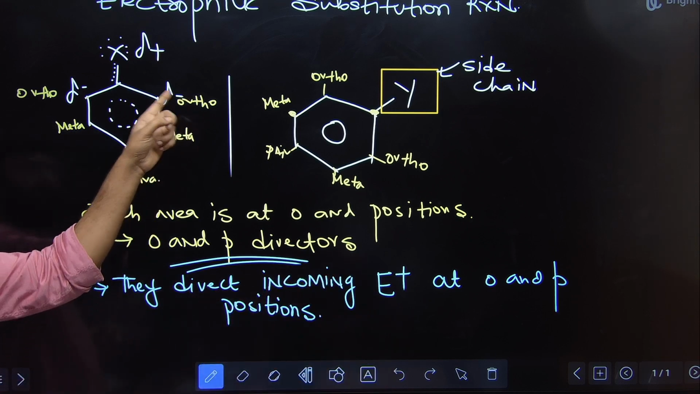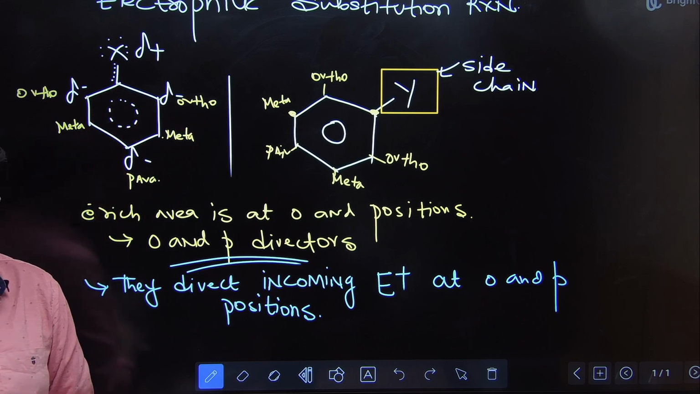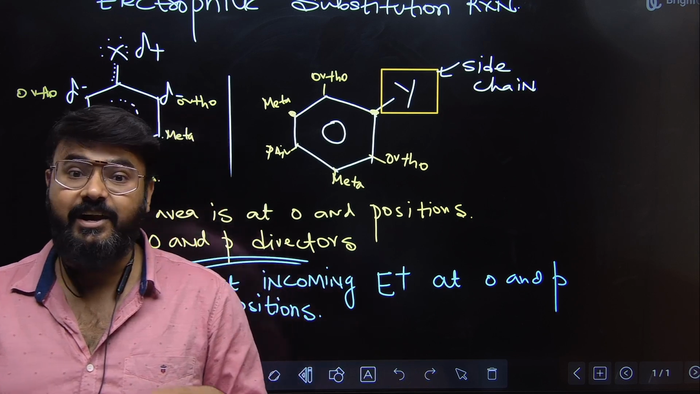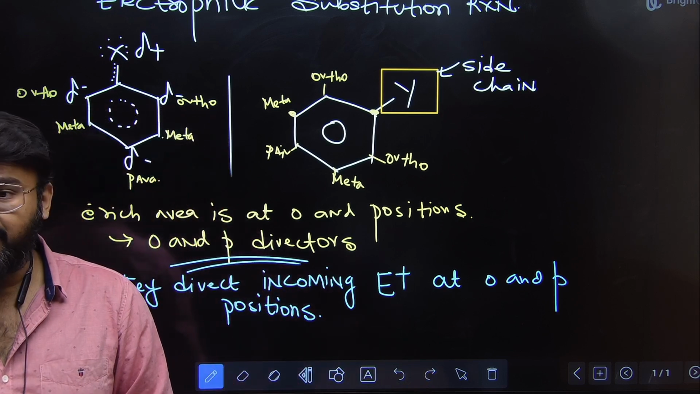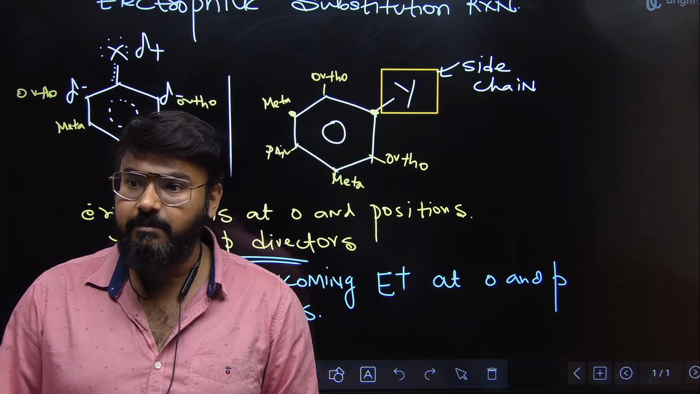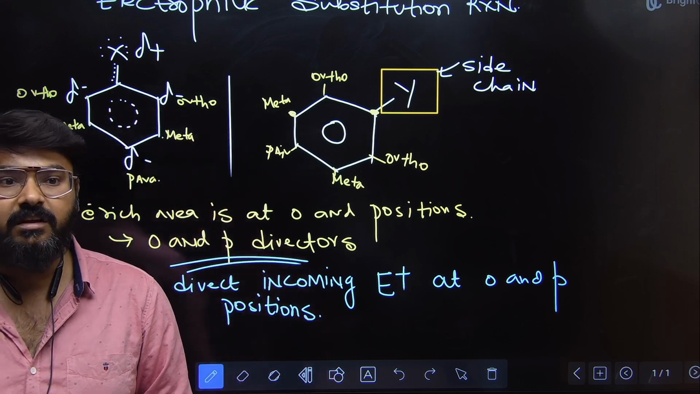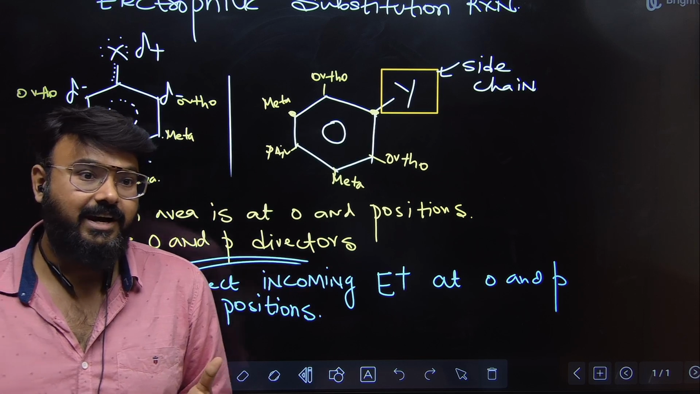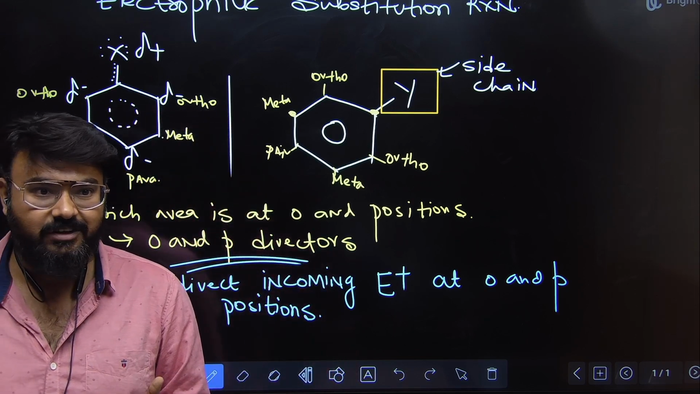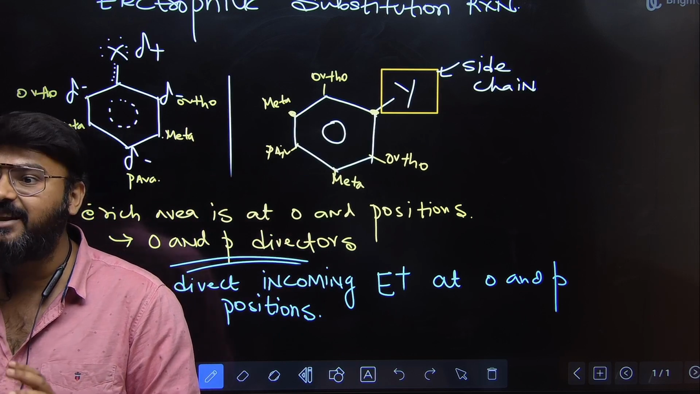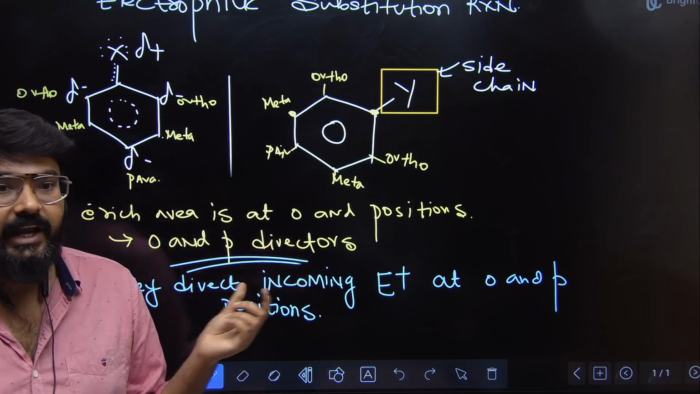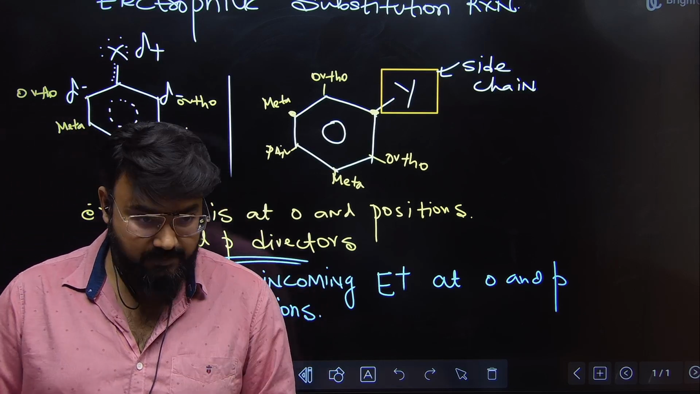Why? Because electron rich areas are at ortho and para. Why? Because electrophiles are electron lovers. Phile means love, affinity. Like you have studied hydrophilic and hydrophobic. Hydrophobic means doesn't like water. Hydrophilic, phile means love, affinity. So electrophiles are electron loving species.